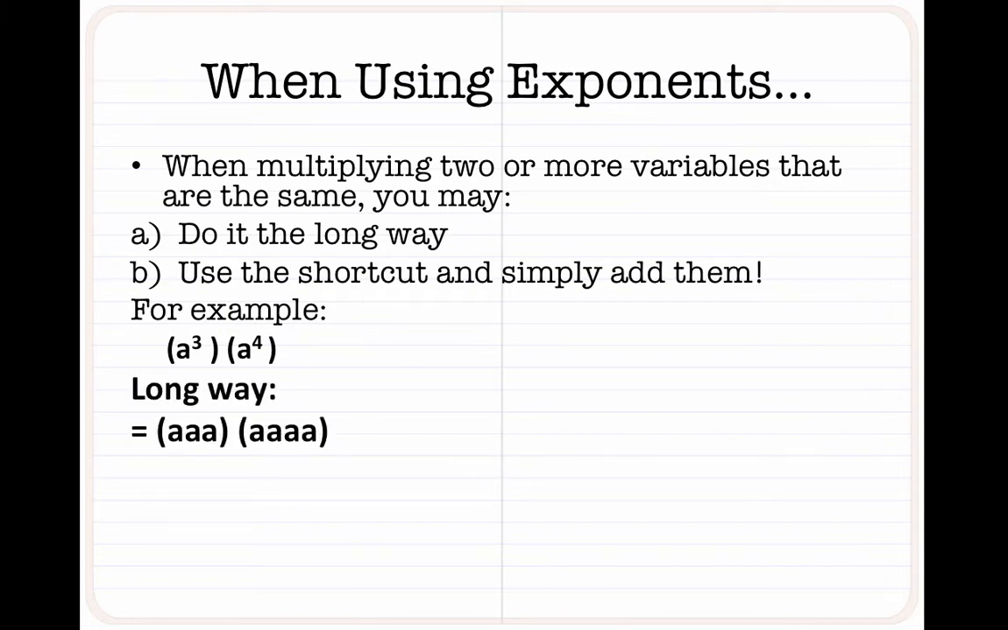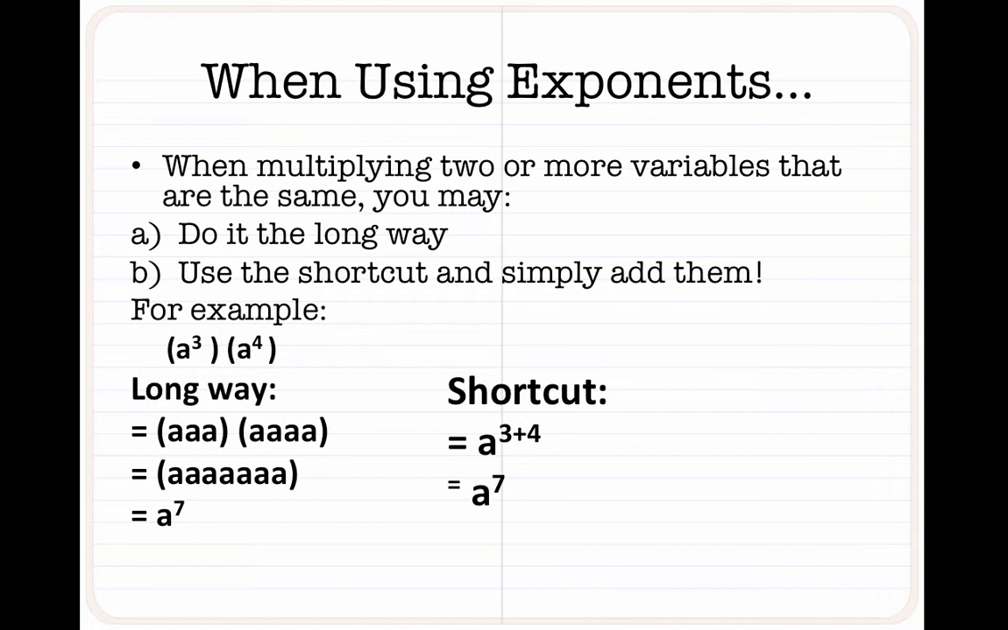And the long way would be a times a, which would give you a, and you just add them up, and you have a to the seventh power. For the shortcut, you just simply add the exponents. That would be a to the 3 plus 4 as an exponent, which is a to the 7th power. And that gives us the same answer as the long way.